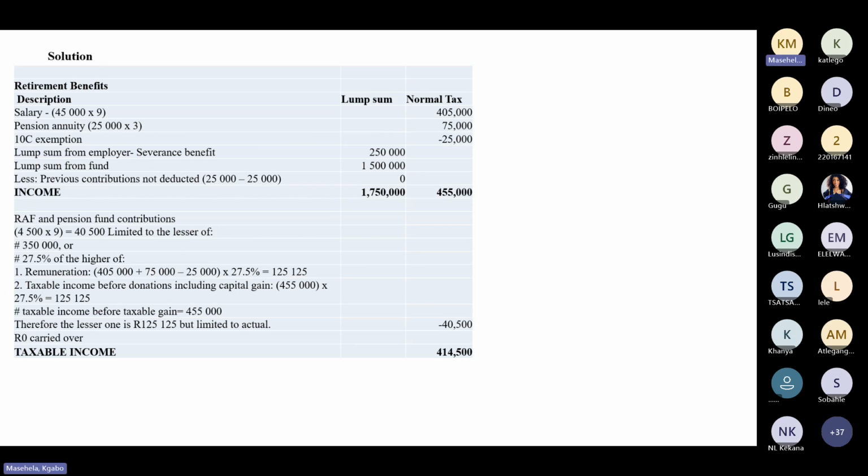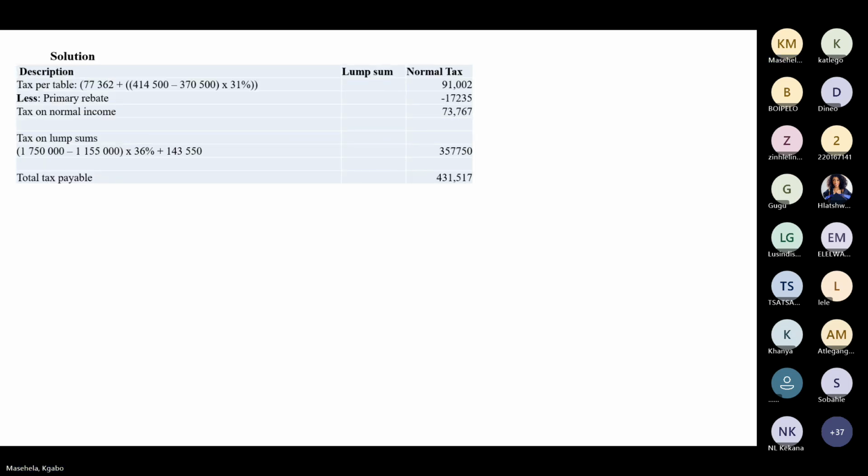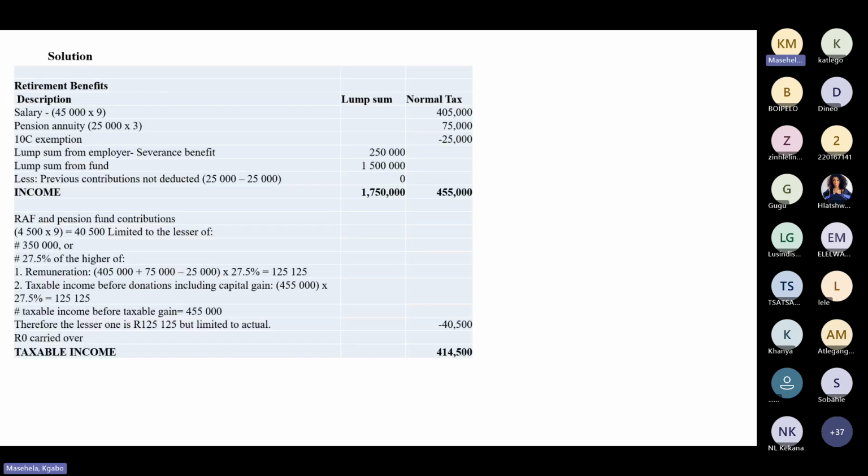Look at this. The total. Then the total pay-out: the lump sum is 1,750,000, and the normal tax is 455,000. However, Miss Elliot contributed to a retirement annuity fund and pension fund. Remember, we said she worked until November, which is 9 months. The 4,500 to which she contributed, multiplied by 9, is 40,500.